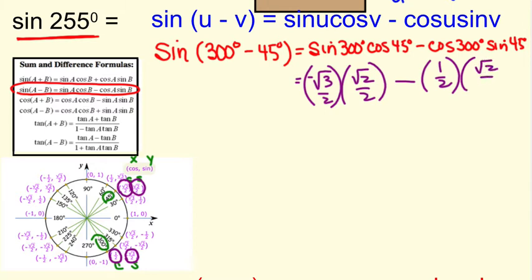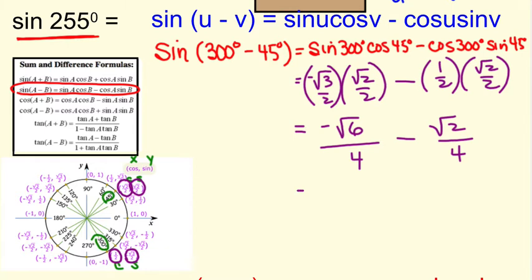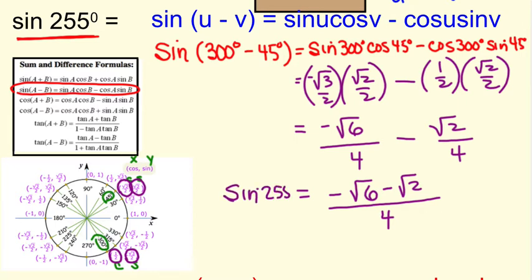Now the rest of the problem is just to simplify this equation. So I'm going to have two fractions I have to multiply across. Negative square root of 3 times square root of 2 is negative square root of 6, and then 2 times 2 is 4. And then over here in the second fraction, again, multiply across. You get square root of 2 over 4. Now we can just combine this into one fraction. Negative square root of 6 minus square root of 2 all over 4. This is the exact value for the sine of 255 degrees.